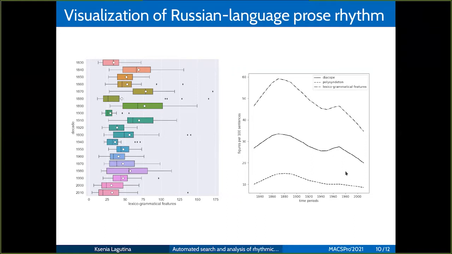So we can see that the number of features decreases during the decades, but at the end of the 19th century and the beginning of the 20th century, you can see the maximum of rhythm features, and also the number of figures per 100 sentences is lower than for the English language.